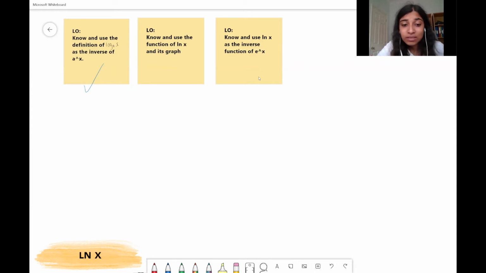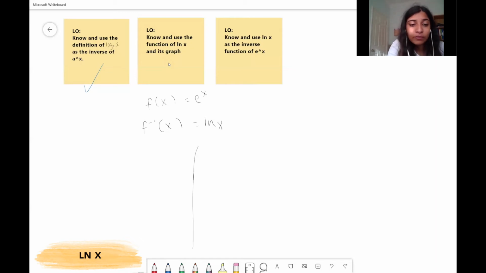As this one says, if we have f of x equal to e to the x, then the inverse of f of x is just equal to ln x. That's just the definition, and ln is the natural log. So basically all you need to know is that the inverse function of e to the power of x is ln of x. We can use that to graph ln of x.